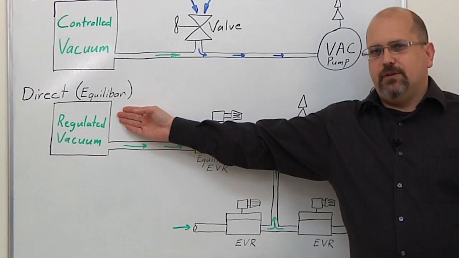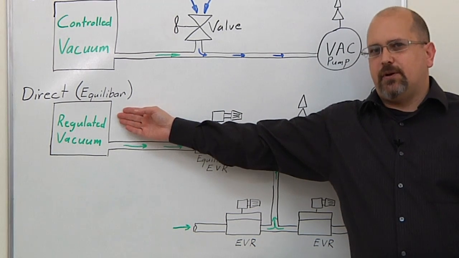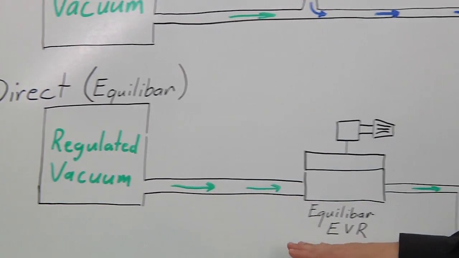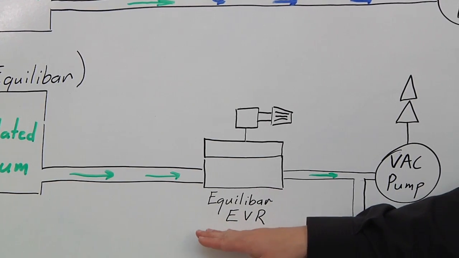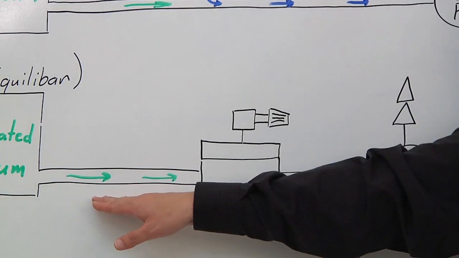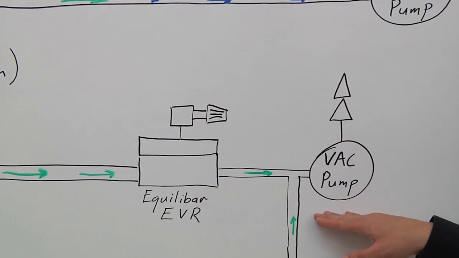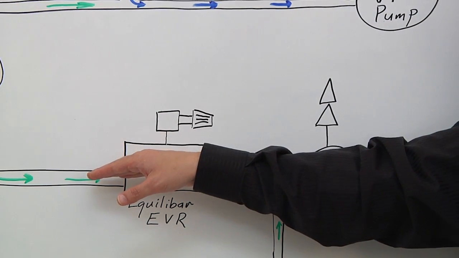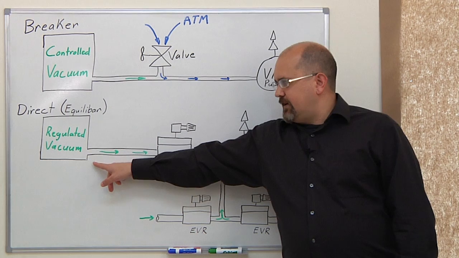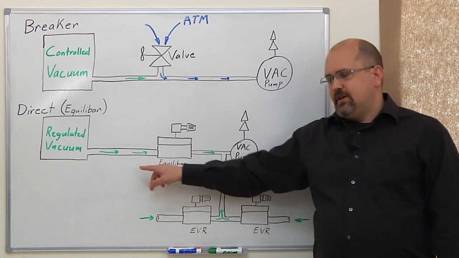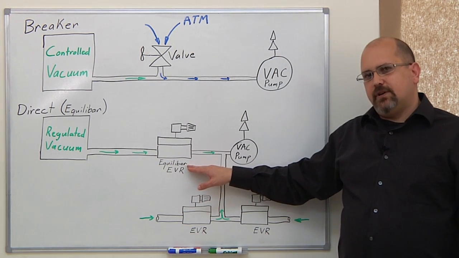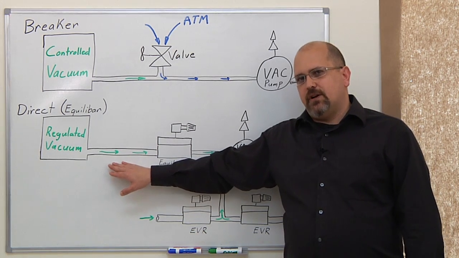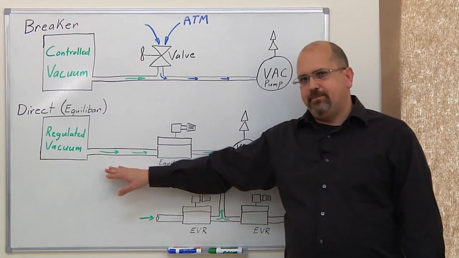Direct vacuum control is what we have when we use the Equilibar products. Vacuum pressure is regulated by the Equilibar valve, which modulates the amount of air that the vacuum pump is allowed to draw from the system. No atmospheric air is allowed into the system, but the amount of air that is drawn out of the vacuum system is adjusted by the Equilibar regulator and limited to just the amount of flow that is required to maintain the vacuum in the system.